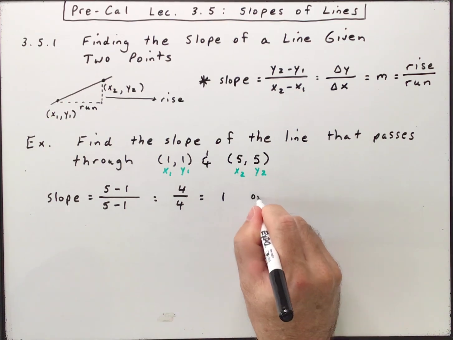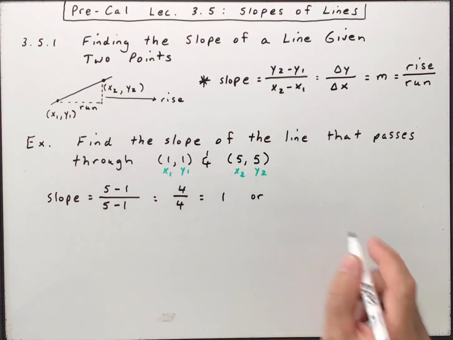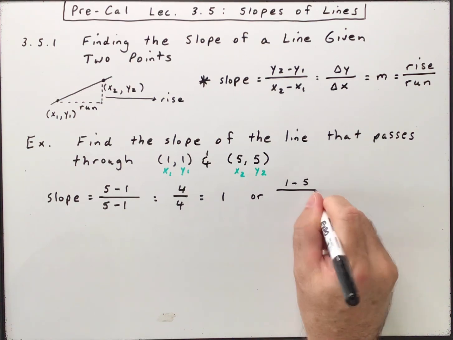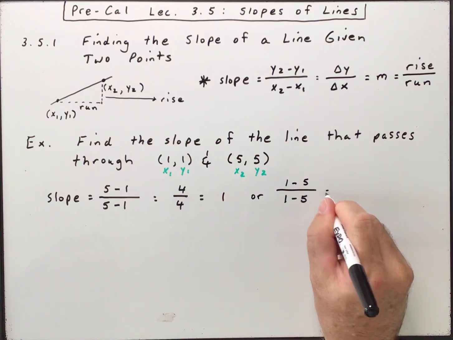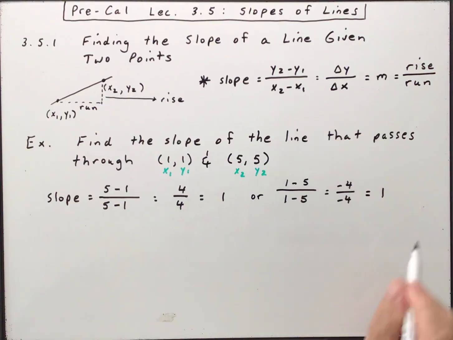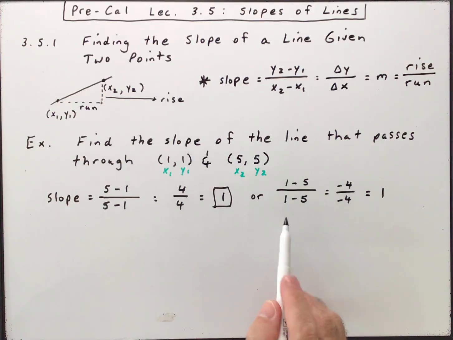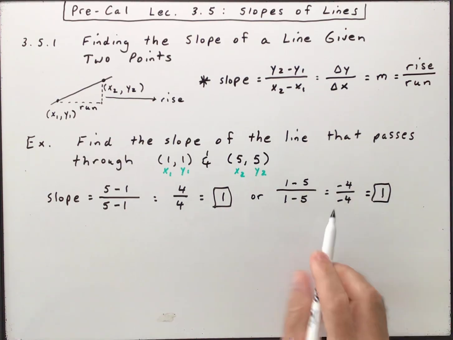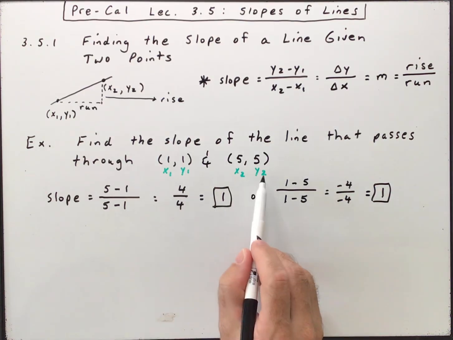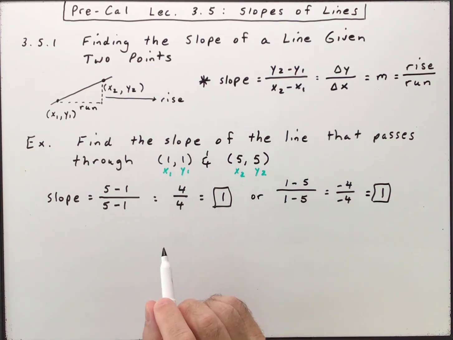Now let's say I chose to do y1 minus y2 over x1 minus x2. So that'd be 1 minus 5 over 1 minus 5, which is negative 4 over negative 4, which is also equal to 1. Okay, so as long as you keep the 1s and 2s consistent, then the sign will take care of itself. But if we did y2 minus y1 over x1 minus x2, then we would have a problem.